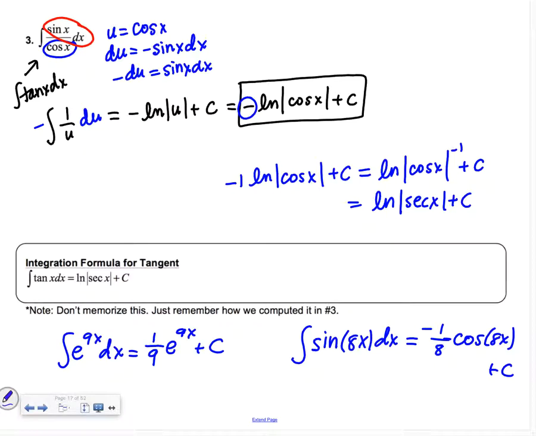But you cannot do that for things like e to the x squared. So caution, this is not e to the x squared times 1 over 2x. It doesn't work that way. Okay, it's only if it's a number. Does that make sense?